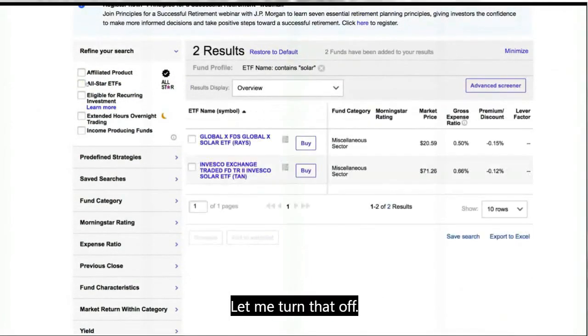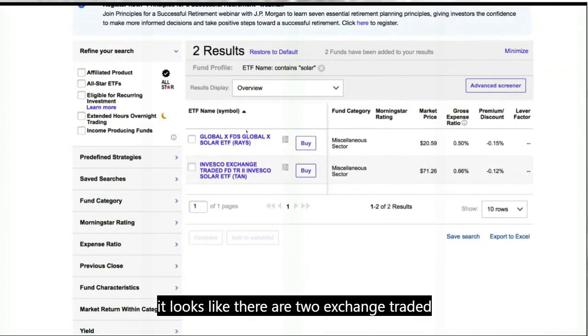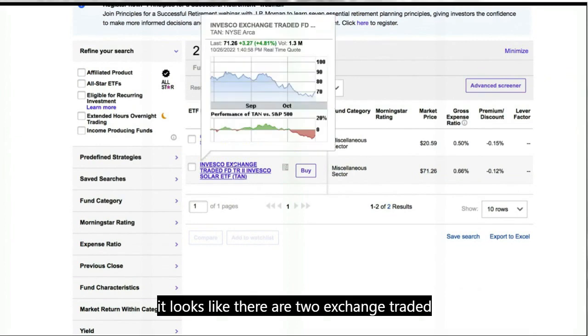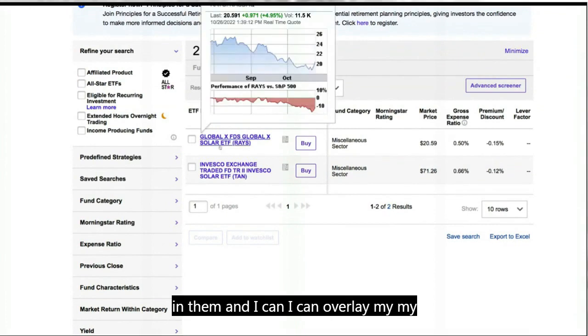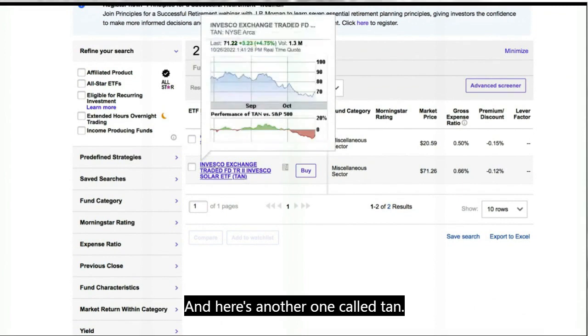No, there's not. Let me turn that off. Now I'm out of the all-star. Well, it looks like there are two exchange-traded funds that have the name solar in them, and I can overlay my cursor, and it's going to pop up the window. And here's another one called TAN. Oh, that's a cute name.